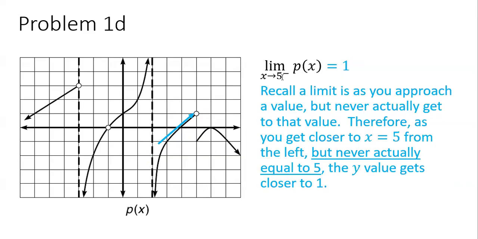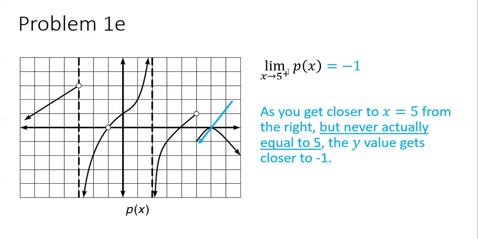Part D, we approach 5 from the left. So 1, 2, 3, 4, 5 is right here. We approach it from the left. What does the y value approach? It is 1. So if you recall, with a limit you get very close to that value, but you never actually touch it. So we're going to approach 5, but we never actually get to 5. So it doesn't matter that there's a hole here. As x keeps getting closer and closer to 5, but not equal to 5, the y value still approaches something. It approaches 1. So that's what the limit is.